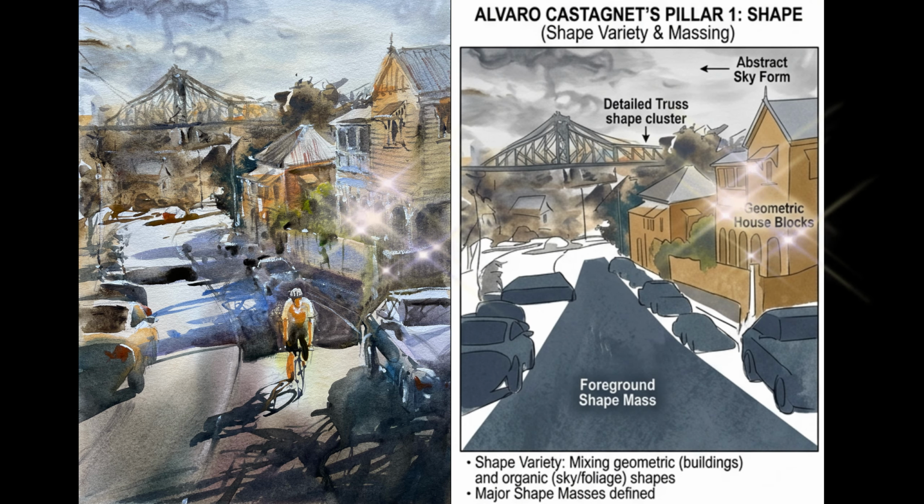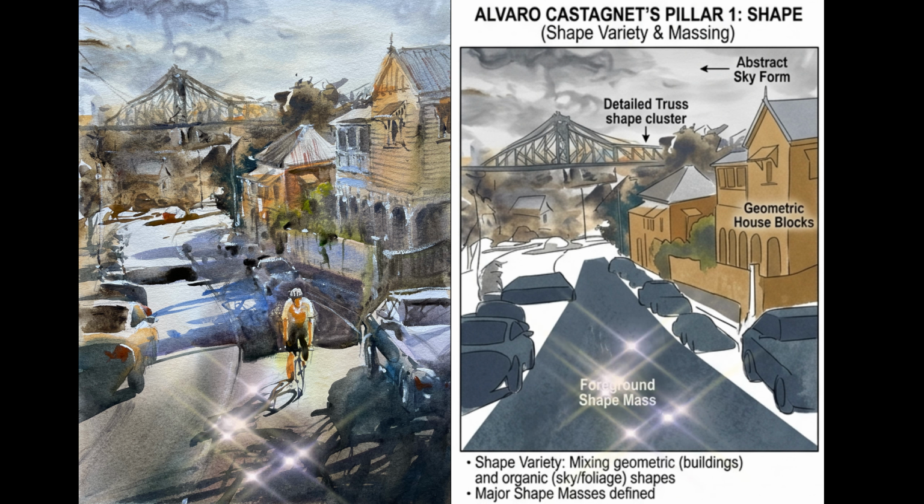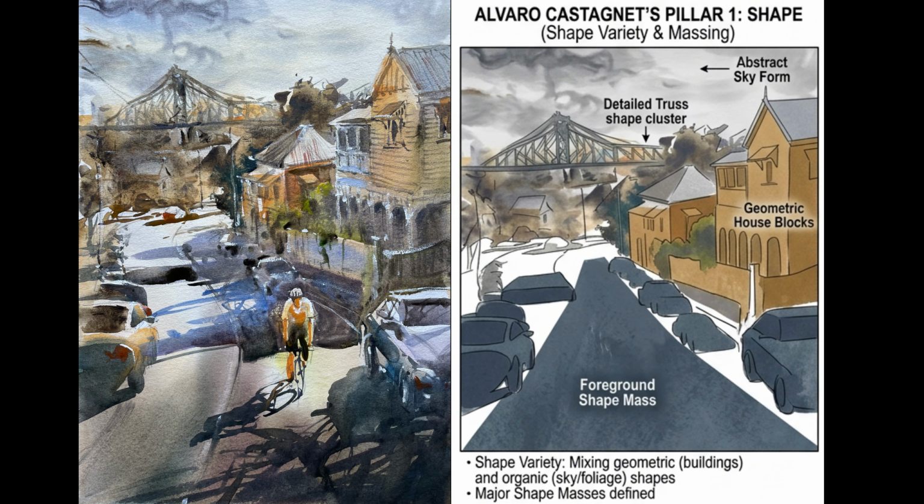Geometric house blocks. The Queenslander homes on the right form solid, angular masses that contrast beautifully against the soft sky. Foreground shape mass. The cars, shadows, and street below merge into one large, bold, dark mass, pushing the eye forward.